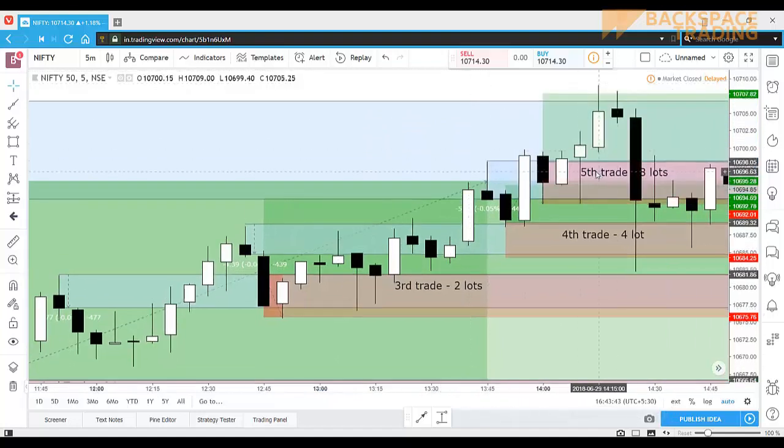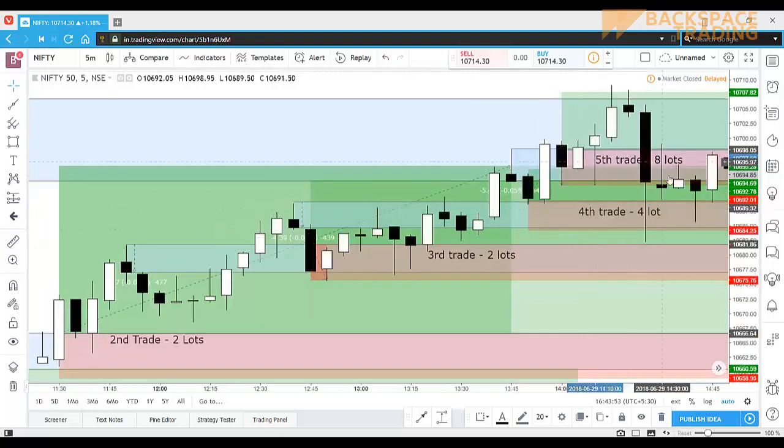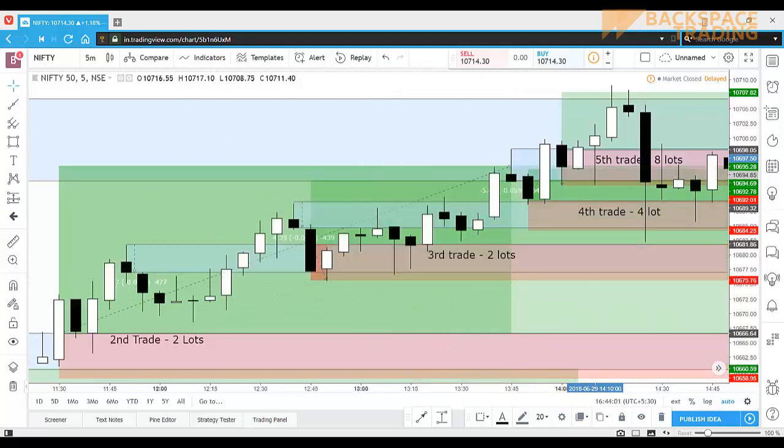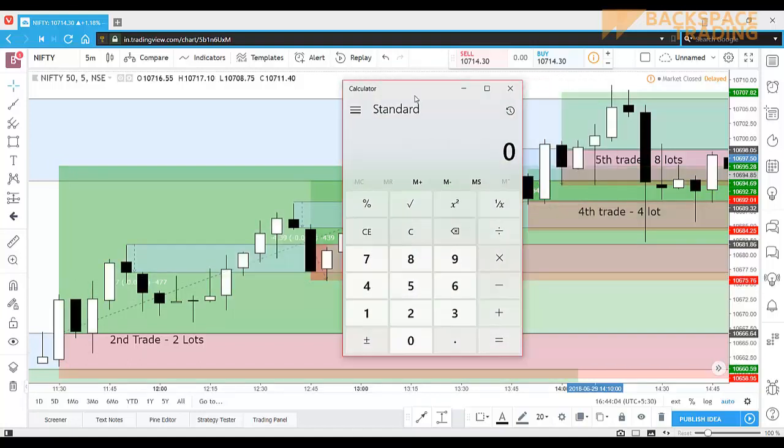See, if you are reaching this 5th level, I respect you. Anyhow, 8 plus 4, 12, 12 plus 2, 14, 14 plus 2, 16 lots. Imagine 16 lots. Let me show you the calculation for 16 lots. Nifty's lot size is 75. 75 shares multiplied by 16, that is 1200 shares you will be carrying.